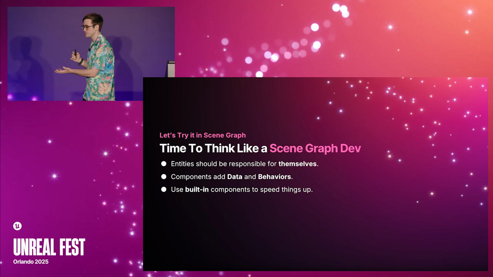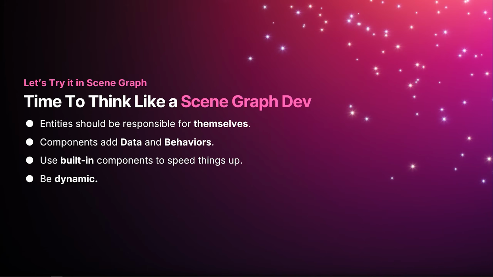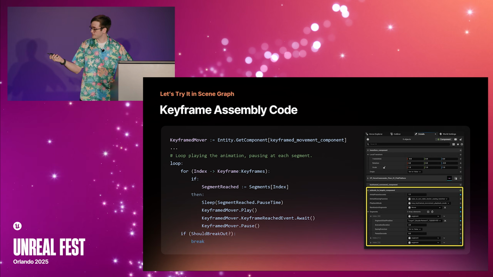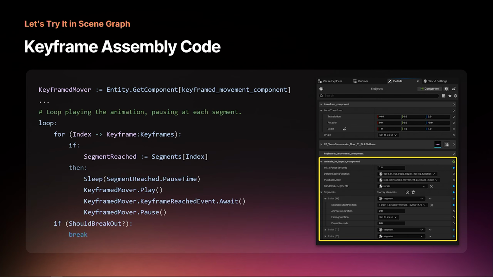You also have built-in components, right? You don't need to write your own transform component. You don't need to write your own mesh component. Use built-in components to speed up your development. For example, the keyframe movement component, which we'll get to here, is a way to do keyframe movement in a pretty simple way as compared to what I just showed you. And finally, be dynamic. Like I said, you can spawn these objects that are running Verse code during runtime from anywhere, which is insane. So let's take a look at what this looks like in scene graph instead. So here we have this animate targets component attached to the entity that we're trying to move.